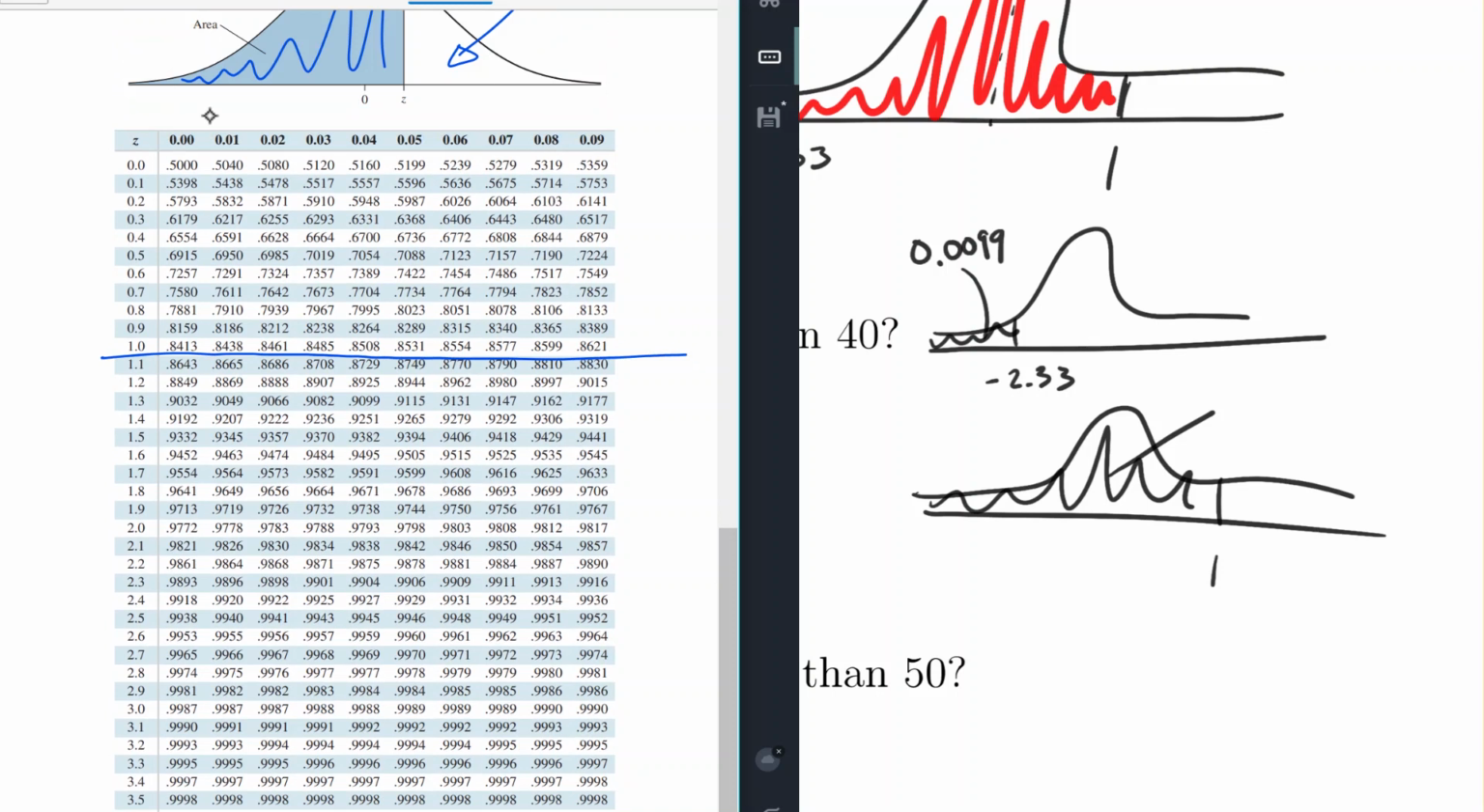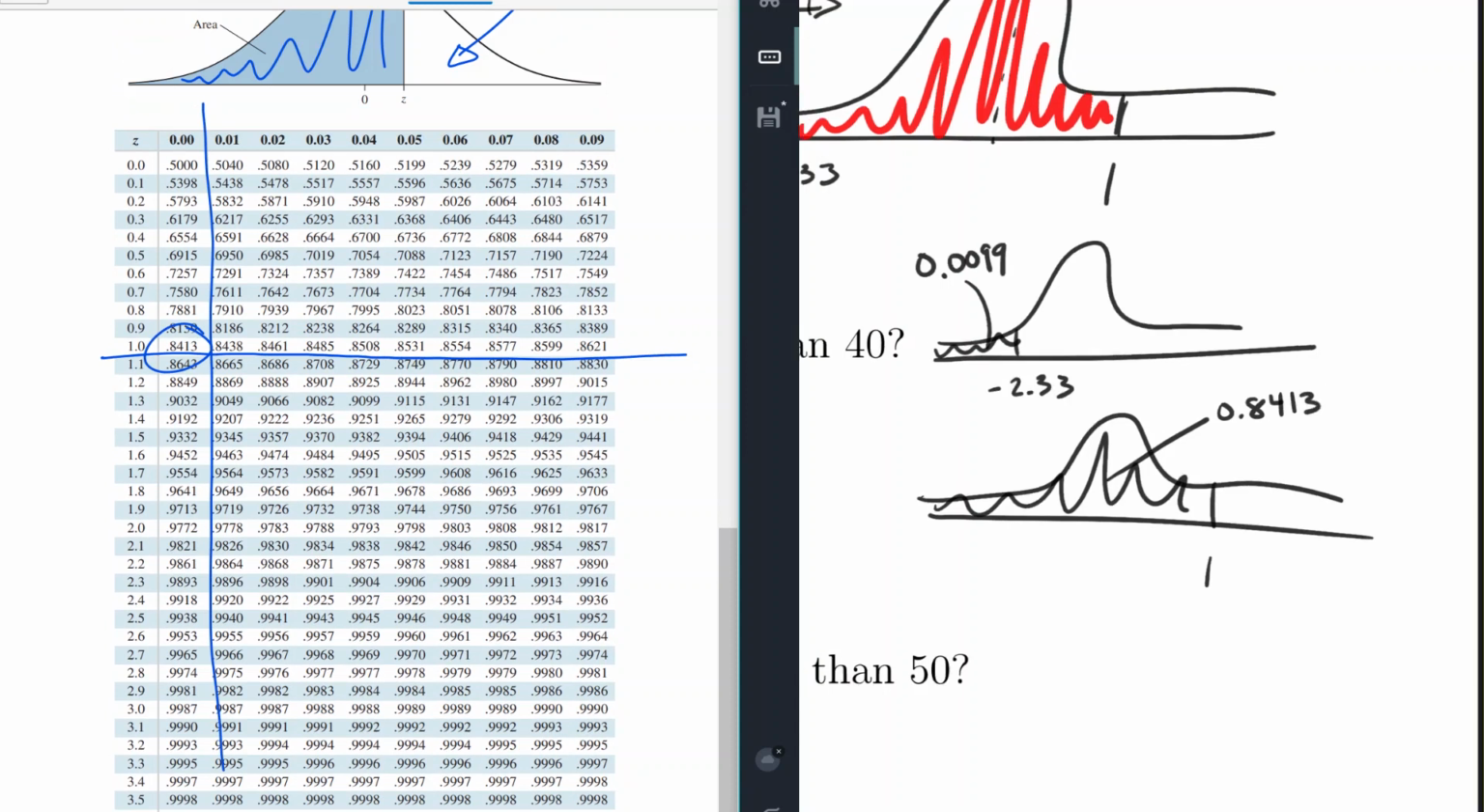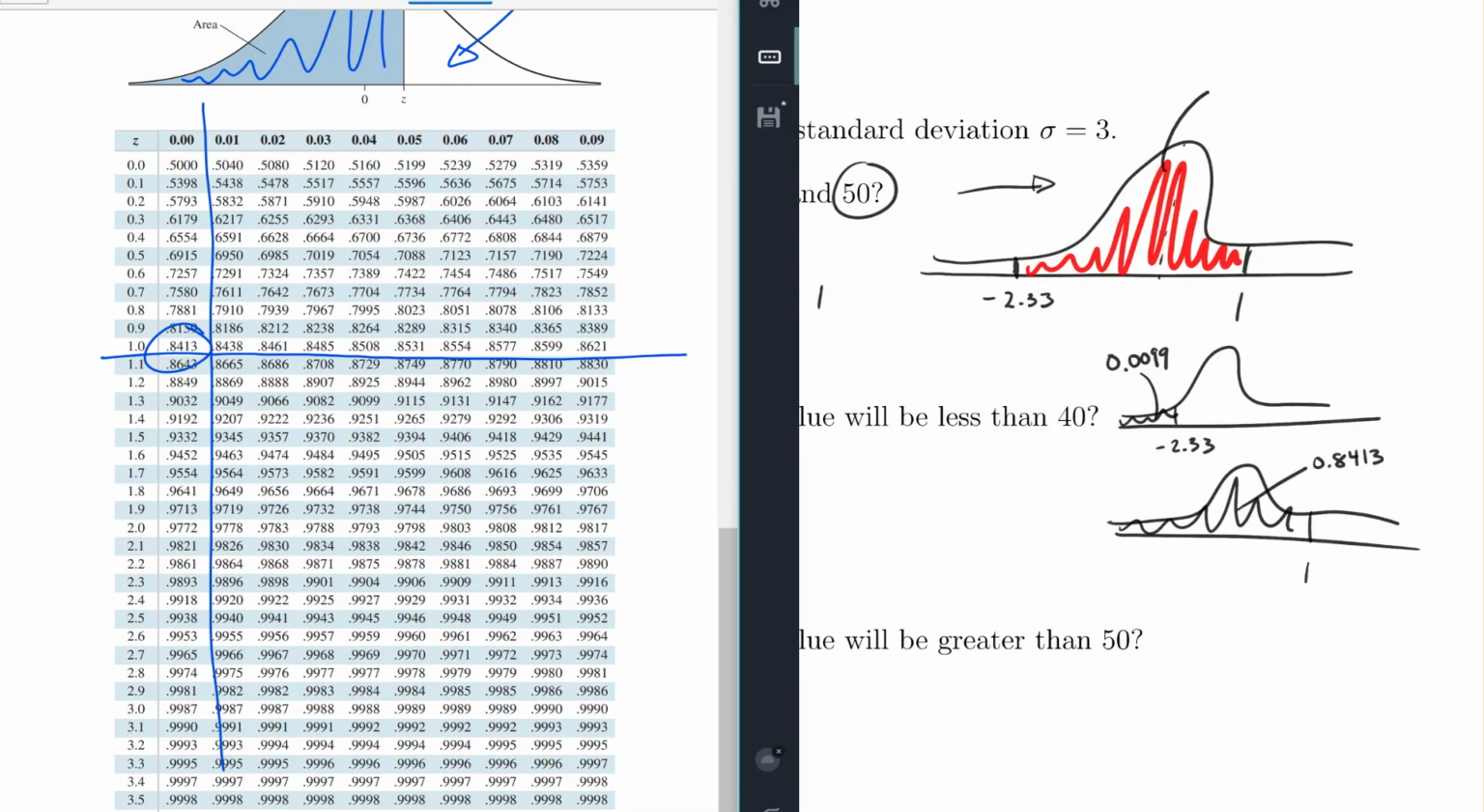1.0 row, 0.00 column, 0.8413. Okay, so then the area between the curves is the larger value, 0.8413, minus the smaller value, 0.0099. Calculating that, we will get 0.314.